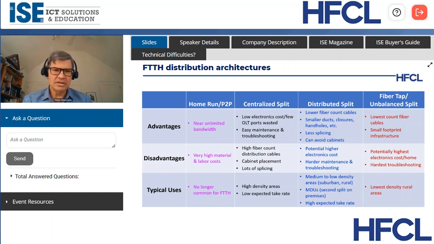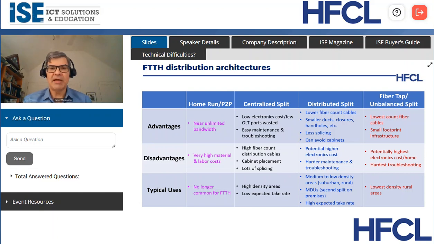It's also a convenient architecture for MDUs, although I'm focused on outside plant in this talk. You can put the second split in the basement of an apartment building or on the premises of, say, a townhouse development. And if you have a high take rate expected, then you'll use your electronics efficiently.